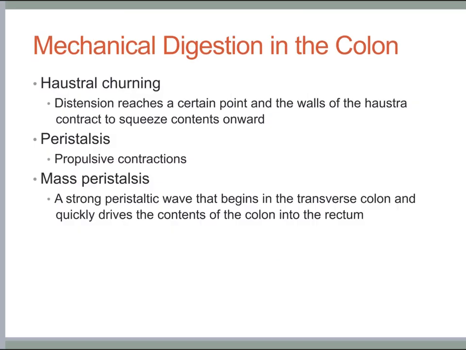Mechanical digestion in the colon starts with haustral churning. Distension reaches a certain point and the walls of the haustra contract to squeeze the contents onward. Think of it like a trash compactor that is compressing, squeezing, pushing, and then moving. We rely on peristalsis, these propulsive contractions, to help move contents through the haustra, as well as mass peristalsis. This is a strong peristaltic wave that begins in the transverse colon and then quickly drives the contents of the colon into the rectum.